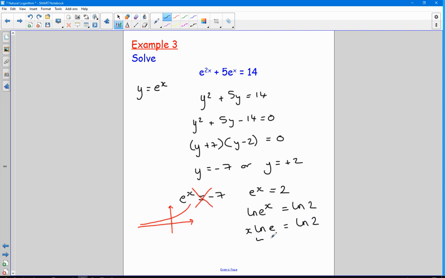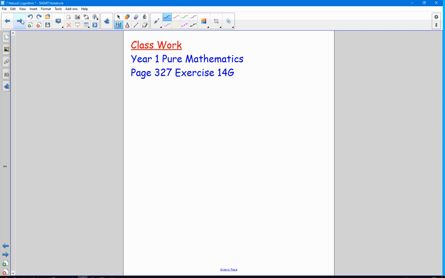We know that what power do I need to raise e to give e? That's equal to 1. So x is natural log 2 is the only answer. So that now brings us to exercise 14G on page 327.